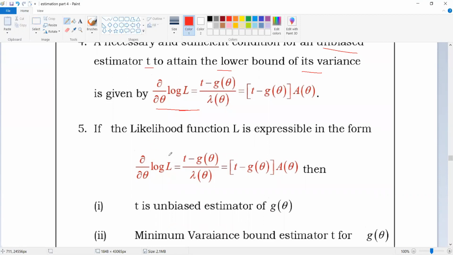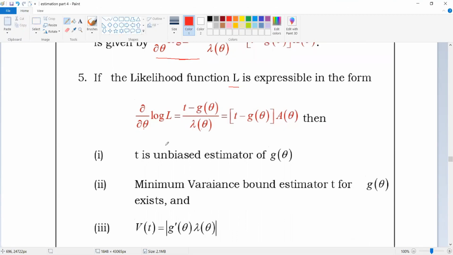This is a very shortcut formula to get MVBs. The likelihood function you know very well; in the previous videos, I explained the concept of likelihood functions. So the likelihood function L can be expressed in the form ∂ log L / ∂θ = (T − g(θ)) / λ(θ), that is, (T − g(θ)) times A(θ). In this case, T is a function of sample observations, a statistic. T is an unbiased estimator of g(θ). The minimum variance bound estimator T for g(θ) exists in this case.